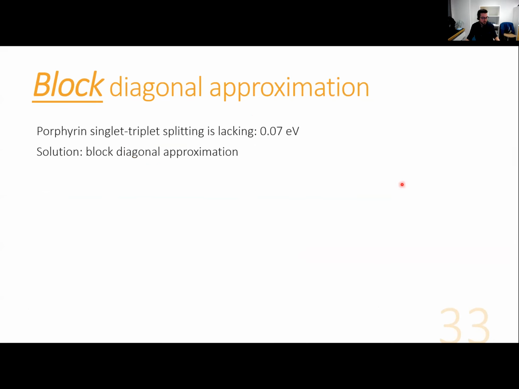However, there is a small problem with the porphyrin calculations, and that is that the singlet triplet splitting is very small. It practically vanishes. So for free-base porphyrin, using the data that I've shown you already, the singlet triplet gap is only 70 milli-electron volts, which is too small. This is not really physical. So the solution to this is to use a block diagonal approximation.